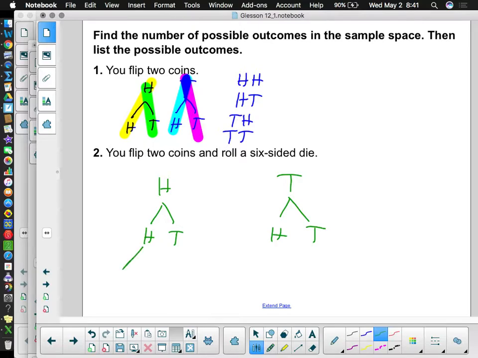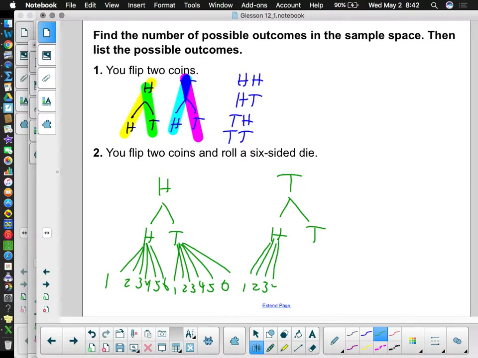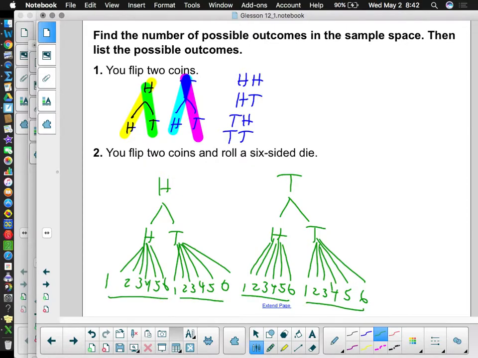heads, tails. And now, after each one of these, I get 1, 2, 3, 4, 5, 6, 1, 2, 3, 4, 5, 6, 1, 2, 3, 4, 5, 6, and 1, 2, 3, 4, 5, 6. How many possible outcomes are there? Well, if I go across the bottom row here, because that's where I count my outcomes, I have 6, 12, 18, 24 possible outcomes.